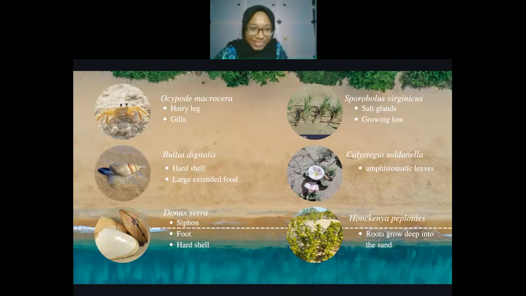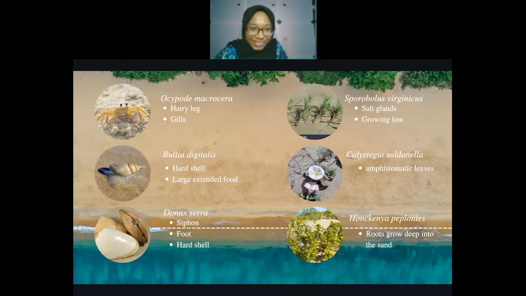The next species is the Bullia digitalis, a native species on the west coast of South Africa. Their unique feature is that they can extend their foot to glide on the upwashing swash, like surfing, to capture their prey with fast movement. They can also store water inside their shell to avoid desiccation.